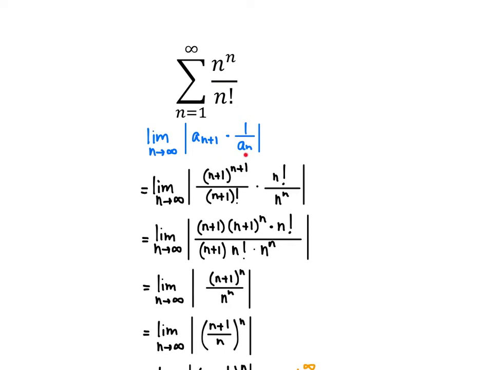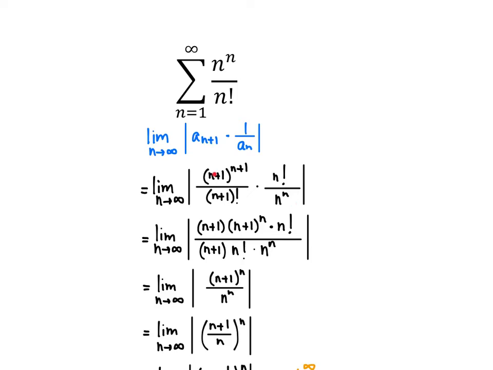Okay, so we're looking at the limit as n goes to infinity of the absolute value of a_(n+1) times 1 over a_n. Again, wherever I see an n, I replace it with n plus 1. So we have the limit as n goes to infinity of the absolute value of n plus 1 to the n plus 1 over n plus 1 factorial. And now we take the reciprocal of the original, n factorial over n to the n.